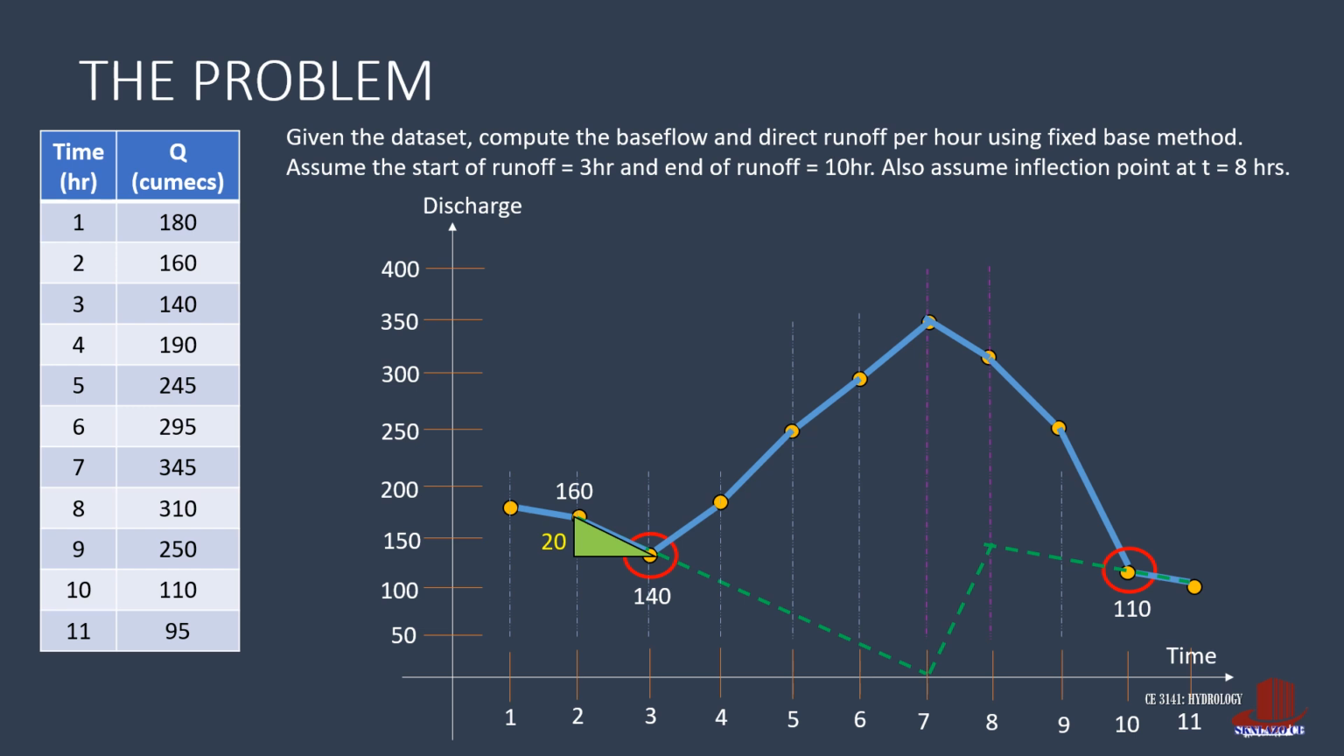From the small triangle, the y distance is computed as 160 less 140, which gives y of 20. The next ordinates can be solved by placing an opposite triangle. So take the proportion of 20 is to 1 as y is to 1, where y is 20. So the base flow at the fourth hour is 140 minus y of 20, giving 120.